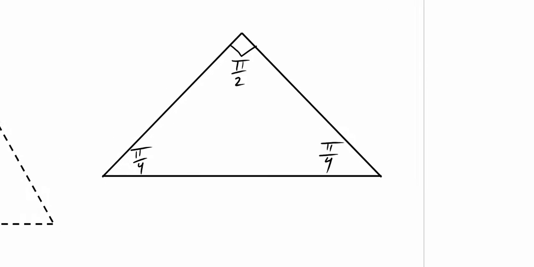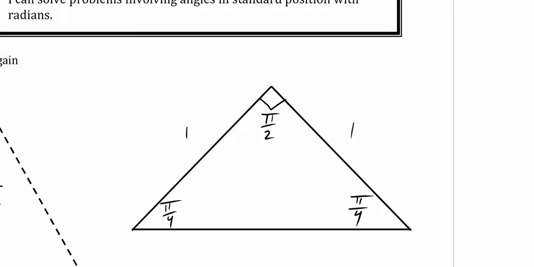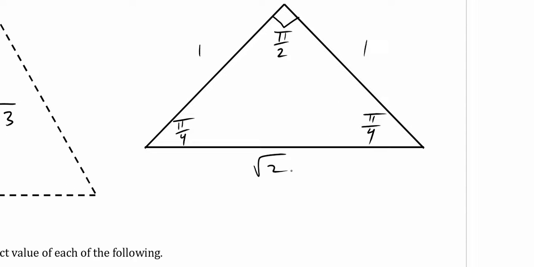And again, if that seems complicated, it's not complicated. You just haven't done it enough times. But once you start doing it, it becomes so familiar and it becomes second nature. And the side lengths of this guy are 1, 1, and √2. So there's our new special triangles.